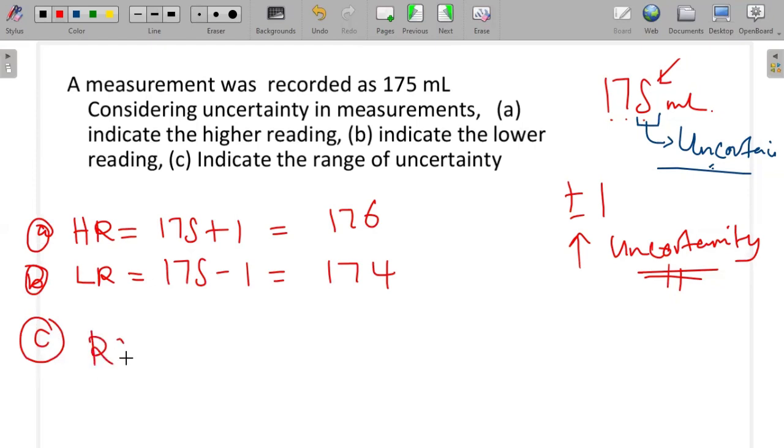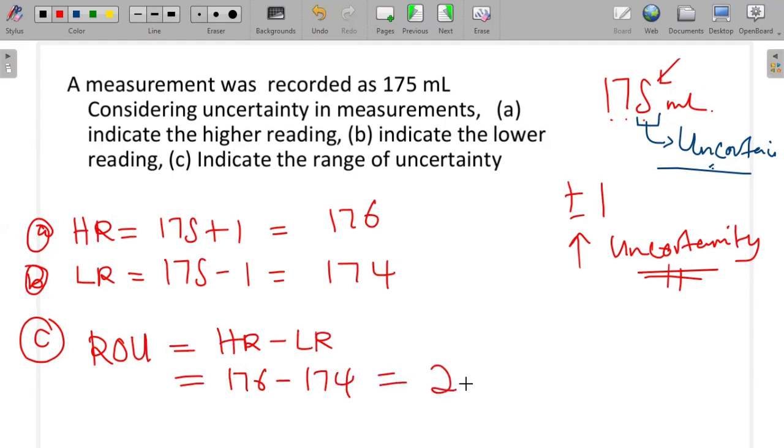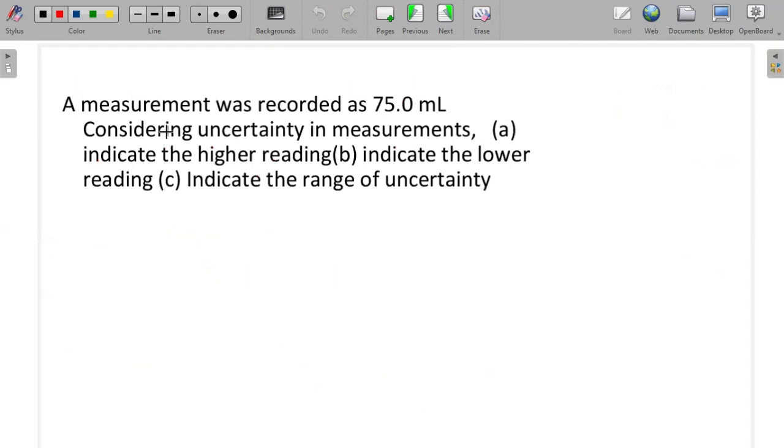Then C is the range of uncertainty, which equals the higher reading minus the lower reading. This will be 176 minus 174, so the range will just be 2 milliliters. And we are done with this one. Let's look at another one.